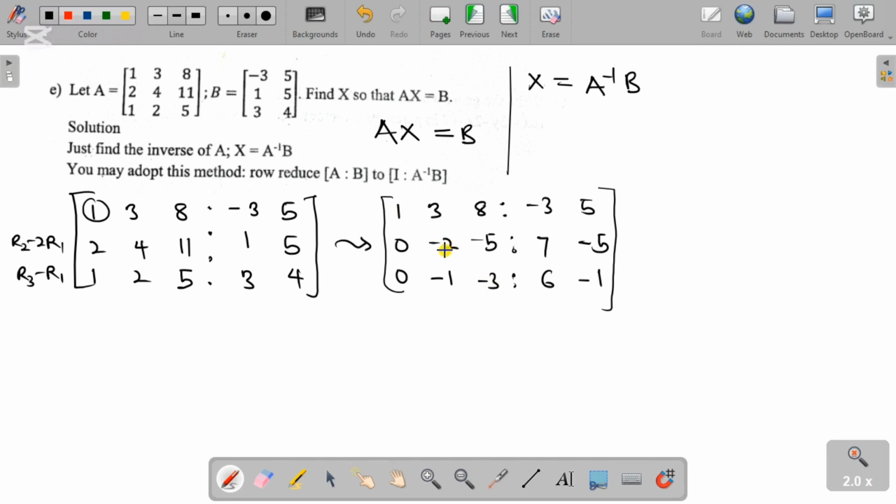So, to get this to be 1, I need to divide this by minus 2. That's row 2 by minus 2. Alternatively, we can switch row 3 and row 2, since this one is giving me 1. And in switching it, we will automatically be multiplying this by minus 1. So see what we are going to have.